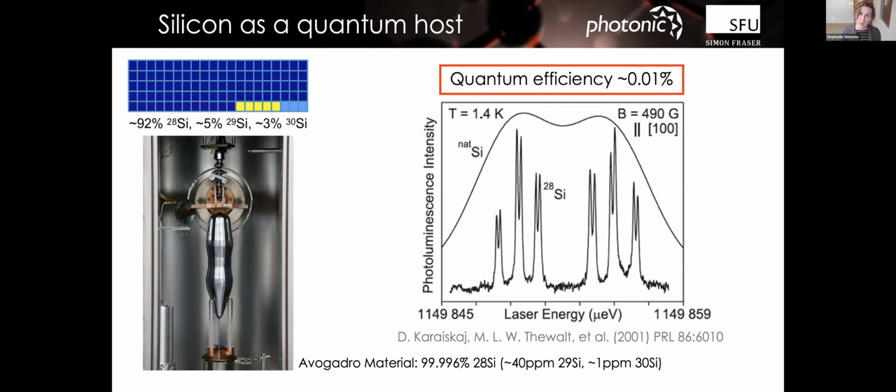And I think that might be the reason why there was such little interest in exploring silicon as a platform for color center development. Of course, NVs and even silicon carbide have had quite a bit of work, but relatively less effort has been put into developing color centers in silicon.